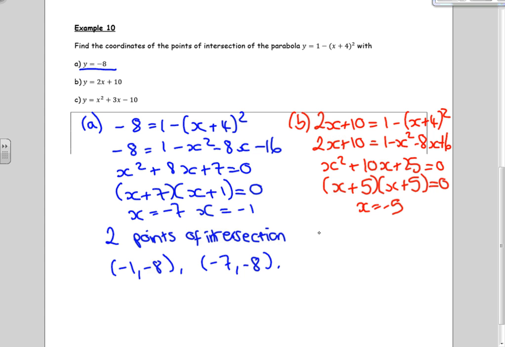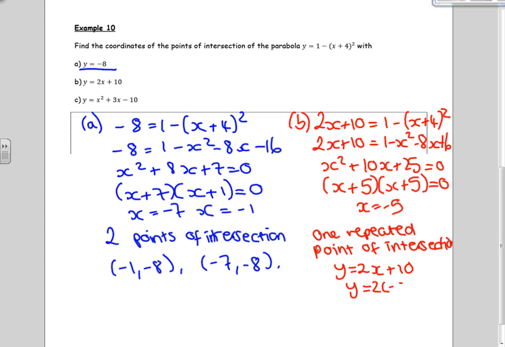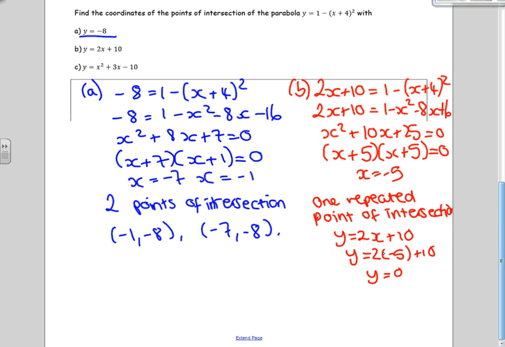So that means that we have one repeated point of intersection. But of course we need to find the y value for this. So the easiest way to do that is to substitute x equals minus 5 into y equals 2x plus 10. So that would give me y equals 2 lots of minus 5 plus 10. So y would be equal to 0. So this repeated point of intersection is at minus 5, 0.